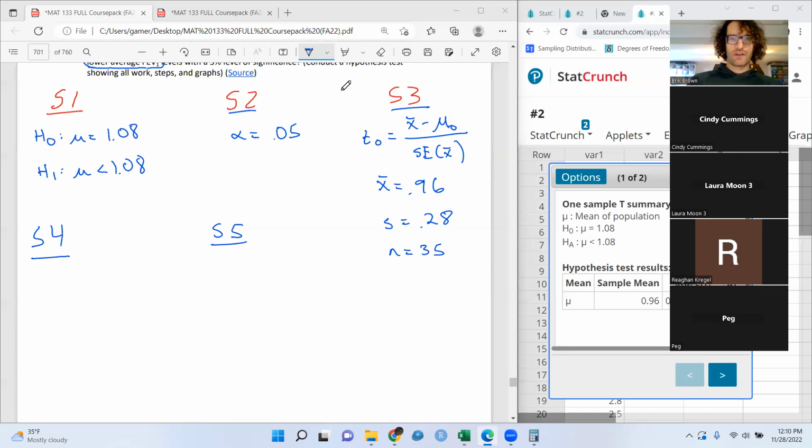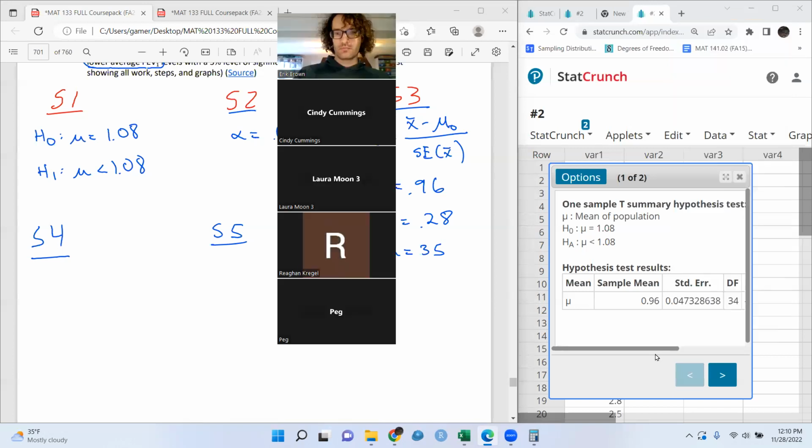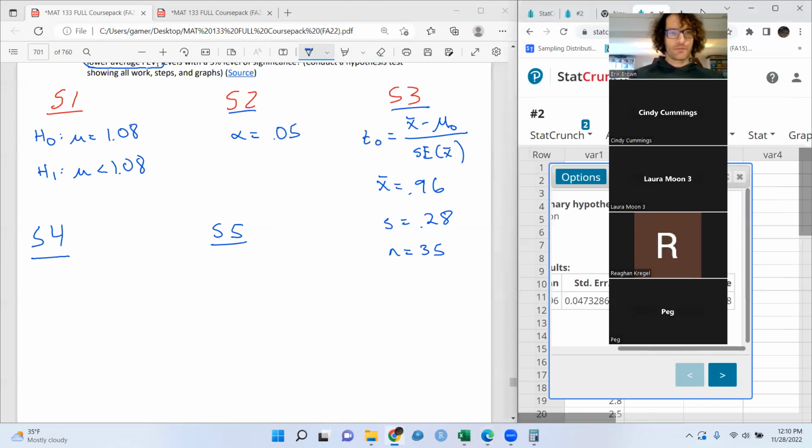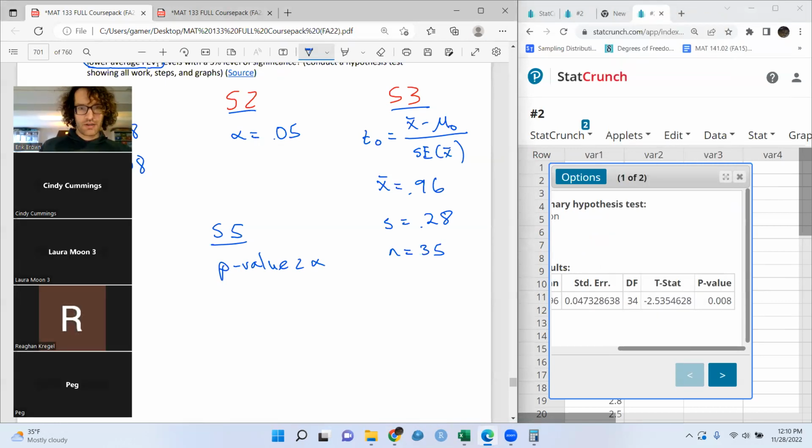Okay, that was 5 minutes. I'm just going to skip to step 5. What did you all conclude at step 5? Do not reject. Did you have a p-value of 0.008? And an alpha of 0.05? So that's a reject.